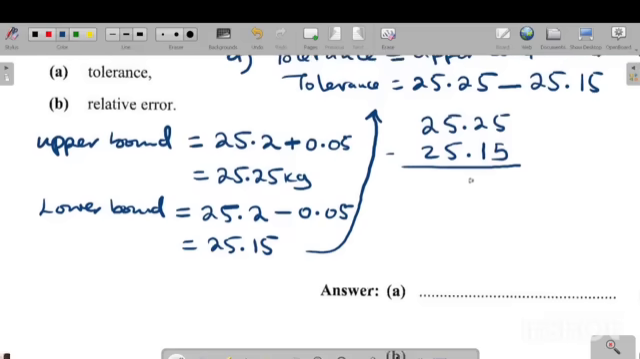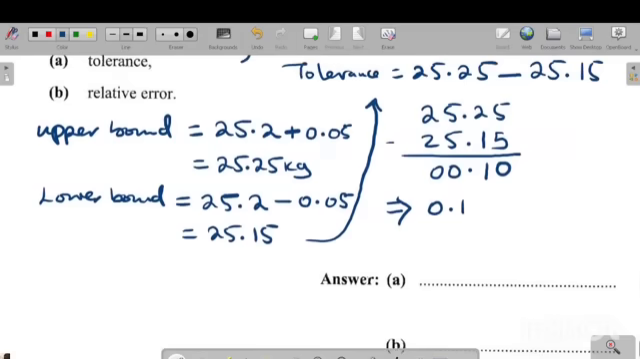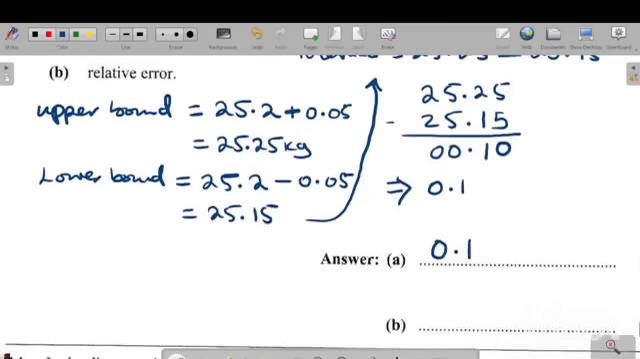So we're going to have 5 minus 5 is 0. 2 minus 1 is 1. Point, this point you just drop it here. Then 5 minus 5 is 0, then 0, 0. So the answer here is 0.1. All right, so this is the tolerance. The tolerance is 0.1 or 0.10, it's just the same.